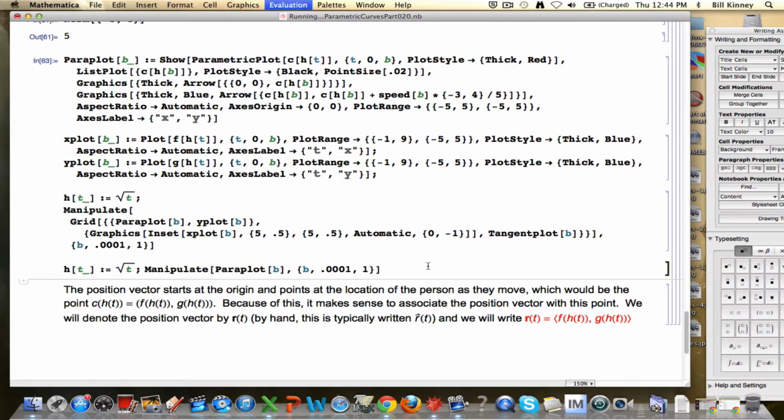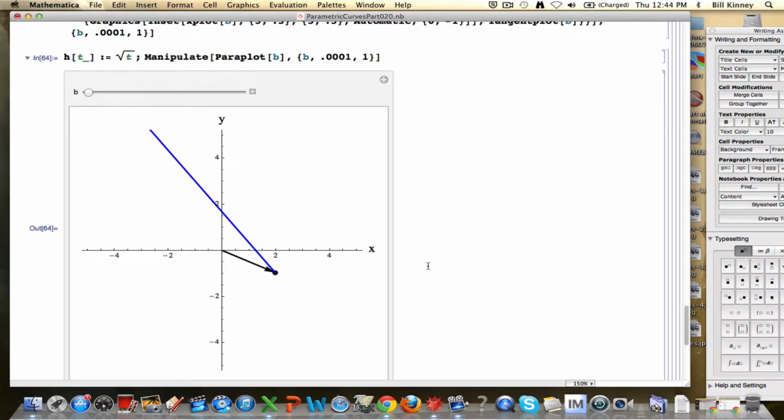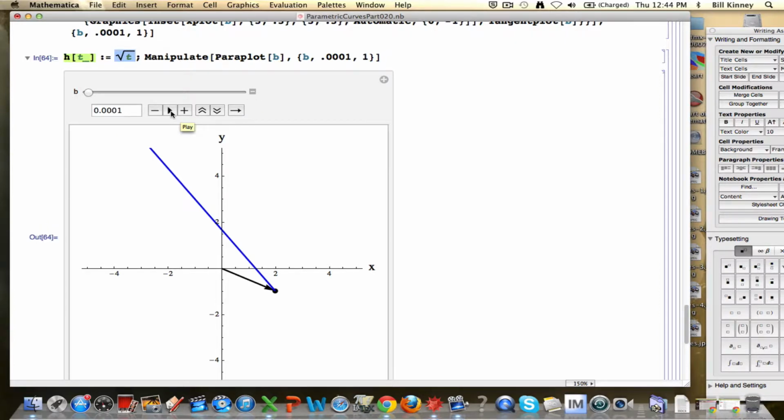And that's what we'll see here. So now you see with the square root of t, remember that's a motion that starts out very rapid and then slows down. You can see this velocity vector is very long to begin with, and as you follow the motion, it gets shorter and shorter. It's pretty cool to watch. It does get shorter and shorter.